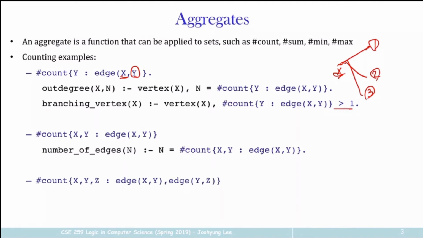What about this? This time we have 3 variables on the left of the colon. So x, y, z, such that edge xy and edge yz is true. So what is being counted here? Any idea?